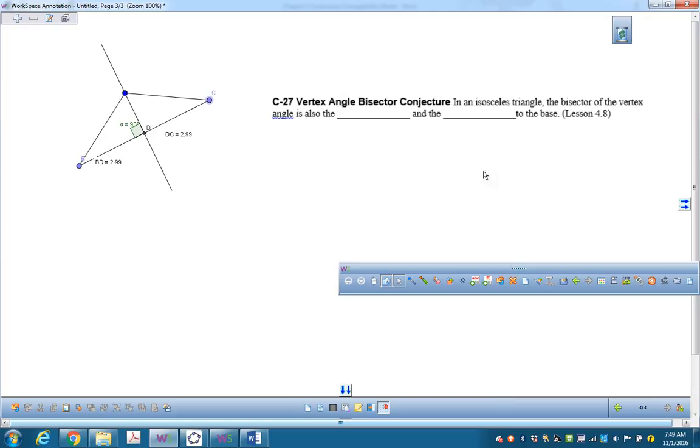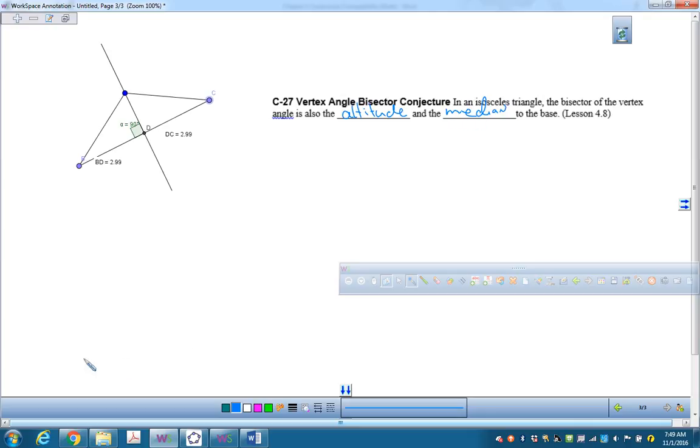In the isosceles triangle, the bisector of the vertex angle is also the altitude, okay? Altitude. And if it goes to the midpoint, if it cuts that segment in half, what do you call that? Not the bisect, you have an angle bisector up here, but it's also, if it goes to the middle of the other side, median, okay? And it's also the median of the other side, okay?